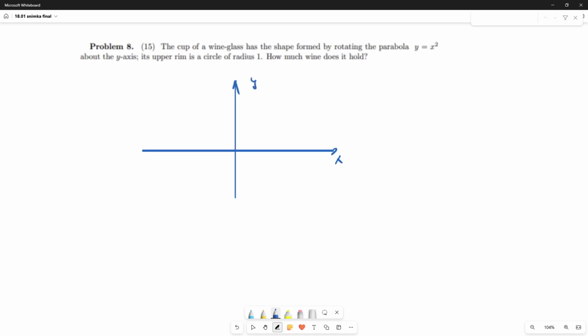Here is the x-axis, here is the y-axis. The parabola looks something like that. And the parabola is bounded by the upper rim with radius 1. So it's over here where x is equal to 1 and y is also equal to 1, since 1 is equal to x squared. This is our radius.